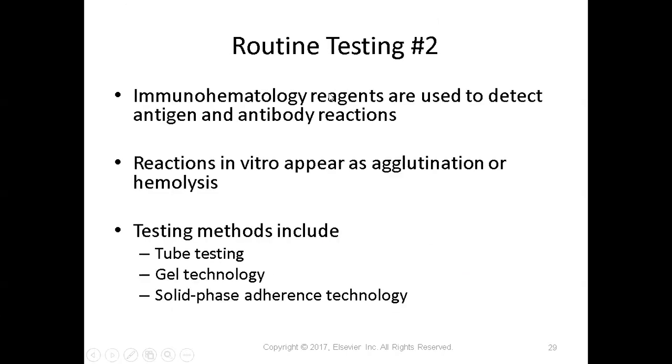Okay, so when we're talking about routine testing, we have a bunch of different reagents that we use to detect antigen and antibody reactions. And the reactions in vitro, remember, are going to appear as agglutination or hemolysis. And so there are a couple of different methods. Tube testing is the classic way to do the testing. Gel technology is a newer technology that we'll be discussing more later. And there is another one also called solid phase adherence technology.